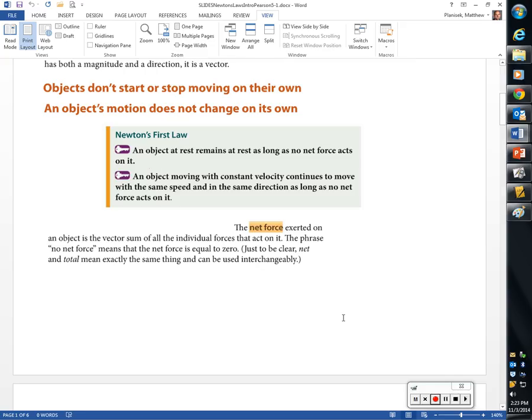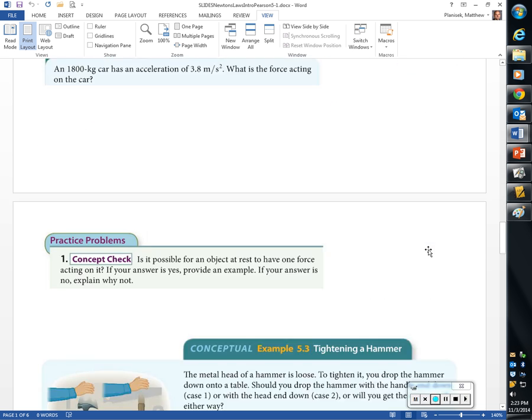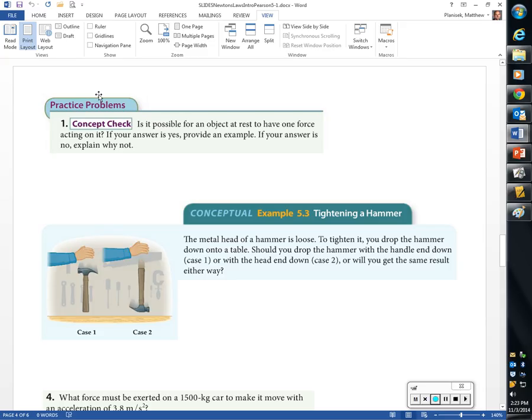All right, that being the case, at the top of page 4 of your packets, it says, practice problem number 1, concept check. Is it possible for an object at rest to have one force acting on it? If your answer is yes, provide an example. If your answer is no, explain why not. So, is it possible for an object at rest to have one force acting on it? Any thoughts?